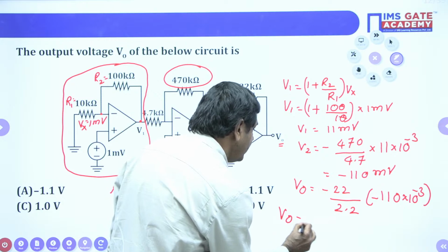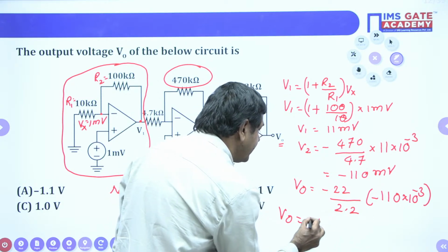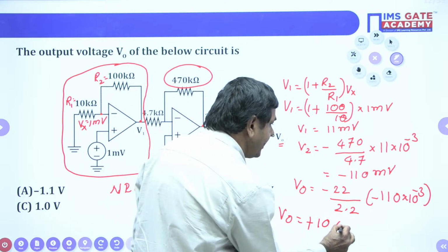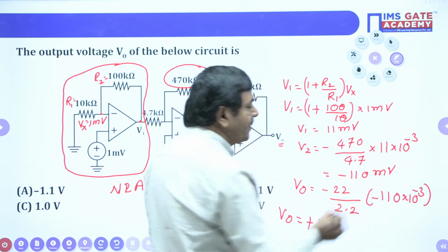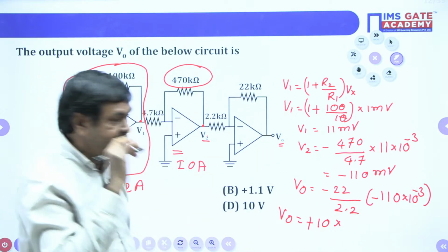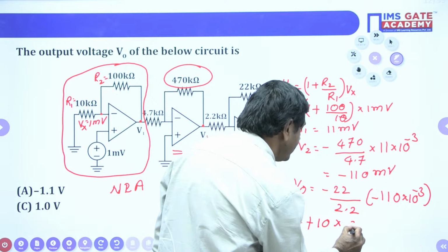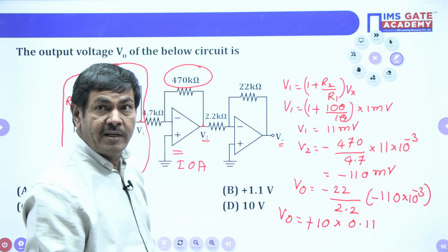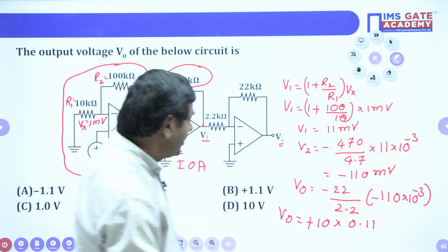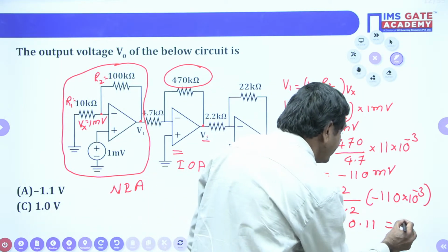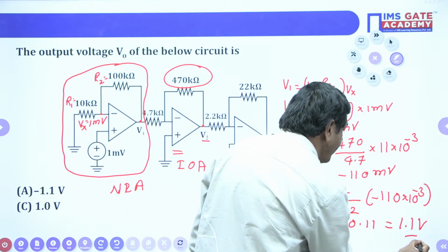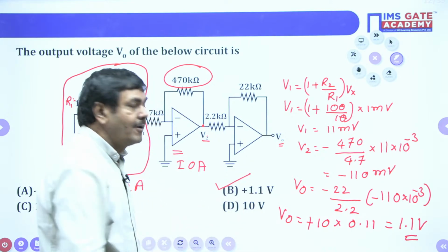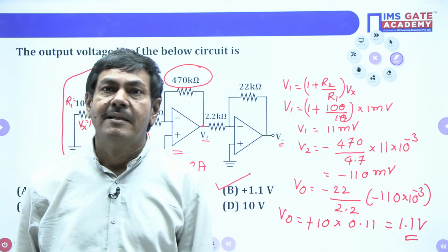V0 equals minus 10, minus times minus gives plus here. 10 into 110 into 10 power minus 3 means 0.11 you will get. 0.11 multiplied by 10 gives 1.1 volts. You will get 1.1 volts only. So 100% option B is correct, I can say. Option B is correct. Yes.